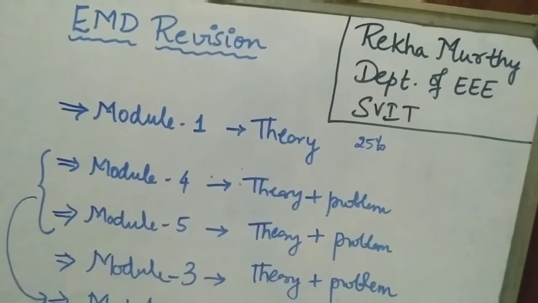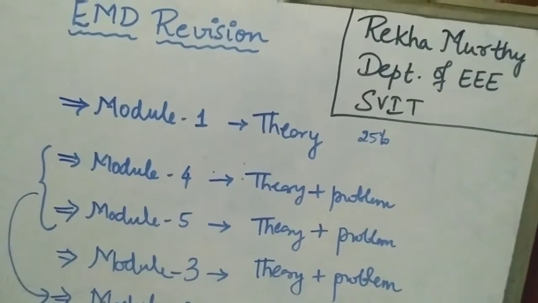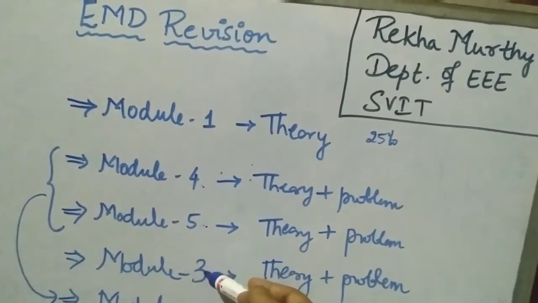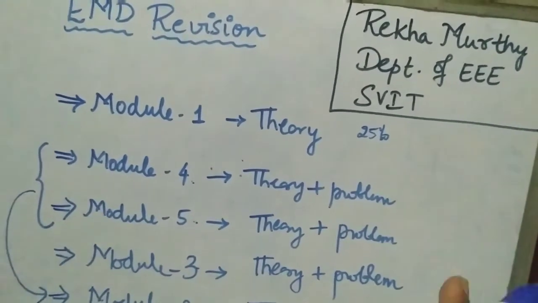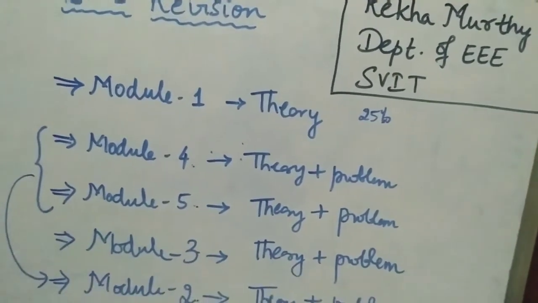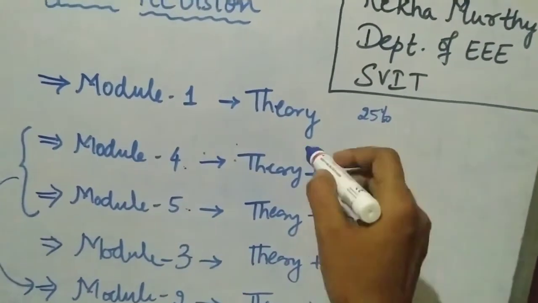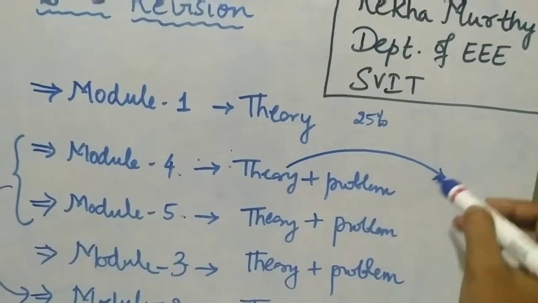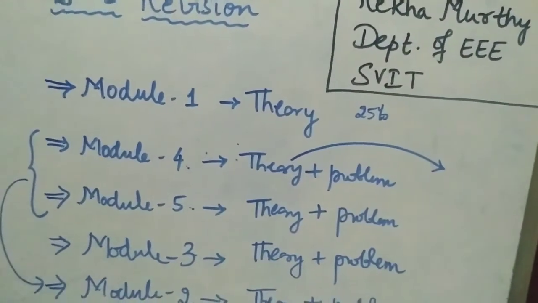But not only that, what you can do here is, from all these modules 4, 5, 3, 2, there is a definite question which keeps repeating. What is that definite question? The theory question part. There are many theory questions there.